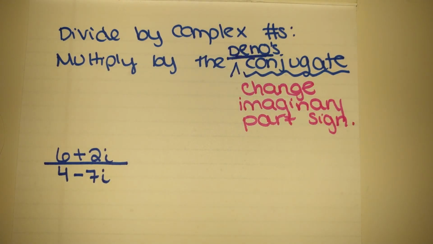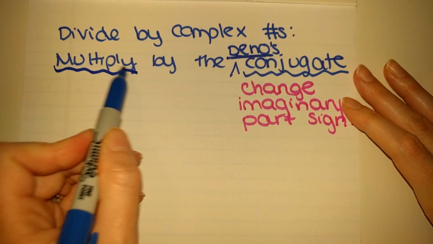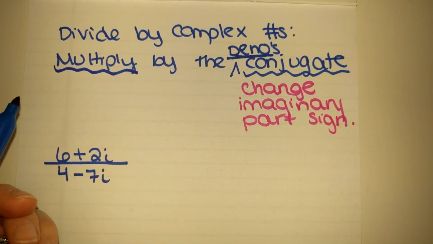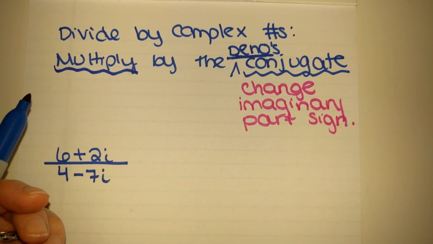Right, so to divide complex numbers, the way we deal with this is we multiply by the denominator's conjugate. And the reason why we do that is because we're trying to get rid of the imaginary number that is in the denominator. And when you multiply by the conjugate, something very, very special happens.